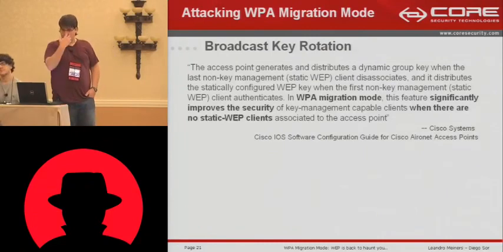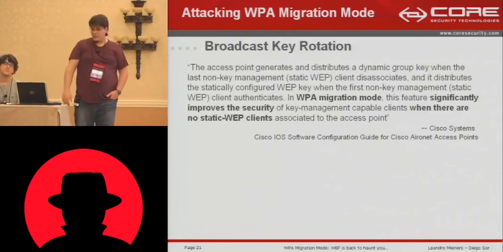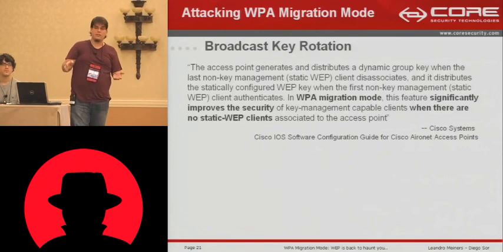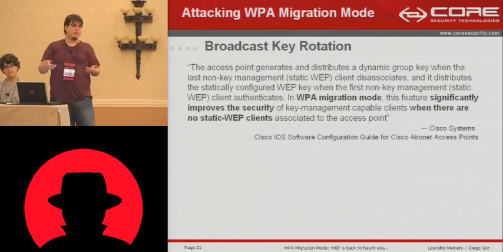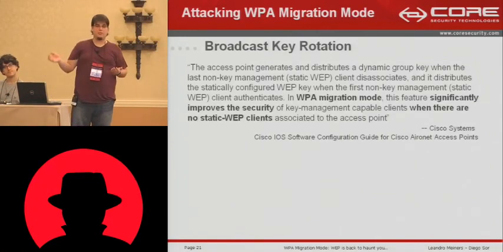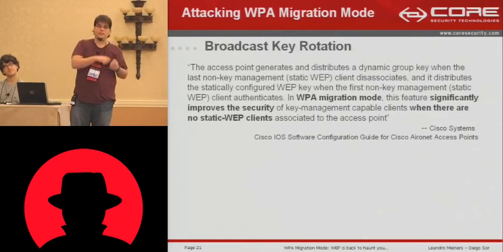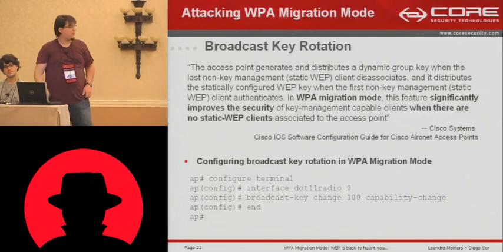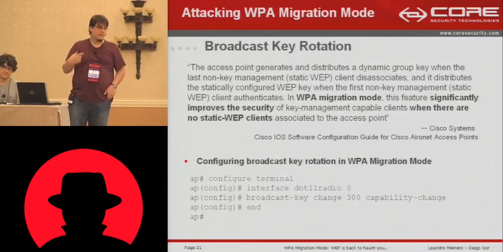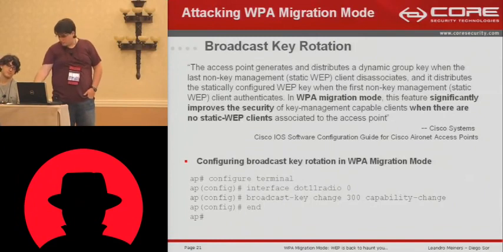So we started to look at what this broadcast key rotation did. The documentation says that when there are no longer any static WEP stations using the network, it generates a new broadcast key dynamically and sends it out to all the WPA stations, so that instead of using the statically configured WEP key, you're using a new random key. In order to configure this on a Cisco AP, you have to use the broadcast key change command. You specify the number of seconds that the key rotates, and you have to specify this mode capability change.